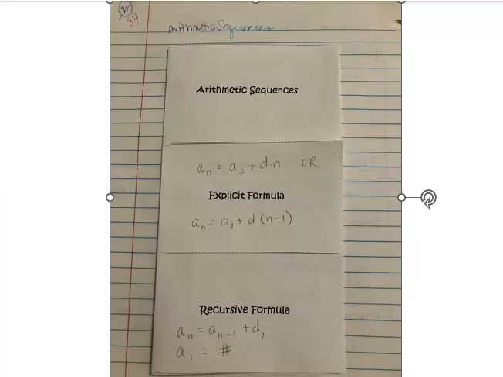So for page 4 of your interactive notebook, please label it Arithmetic Sequences. And then you'll cut out your foldable, fold it, and then cut it at the dotted lines here. So we have arithmetic sequences, we'll talk about the explicit formula, and we'll talk about the recursive formula.